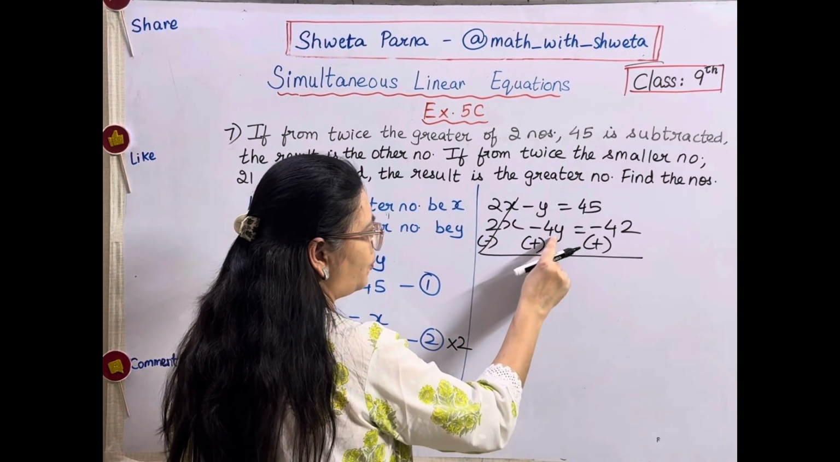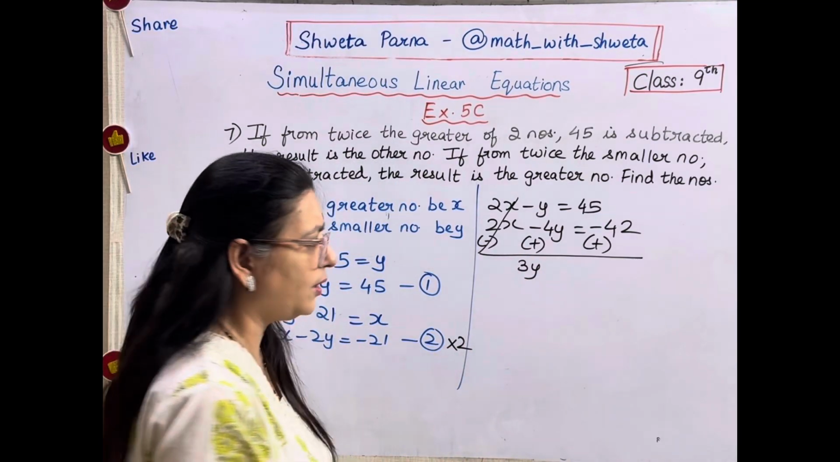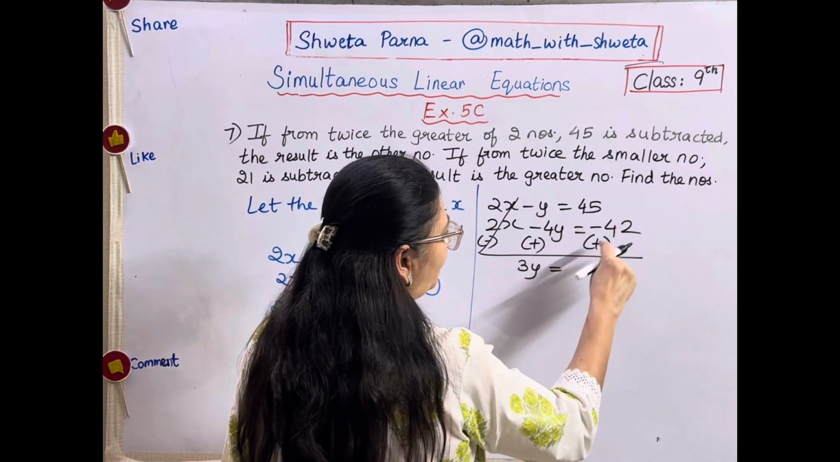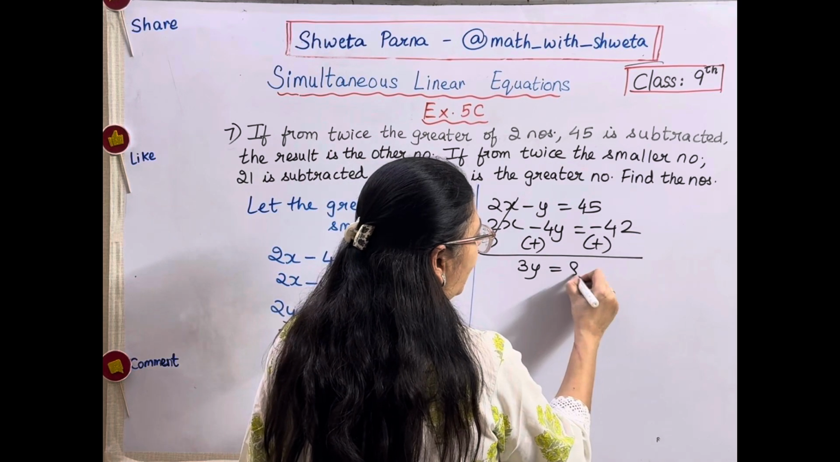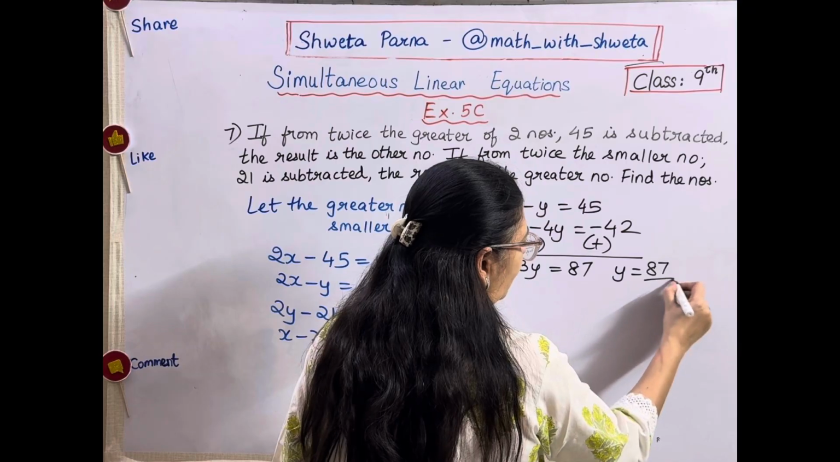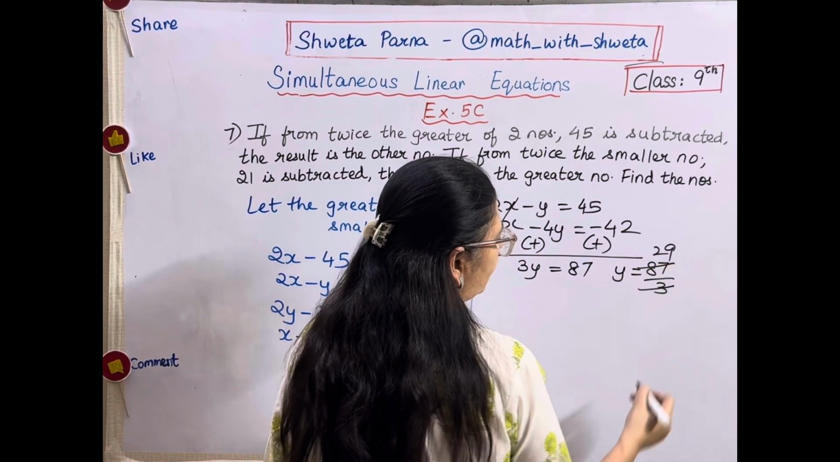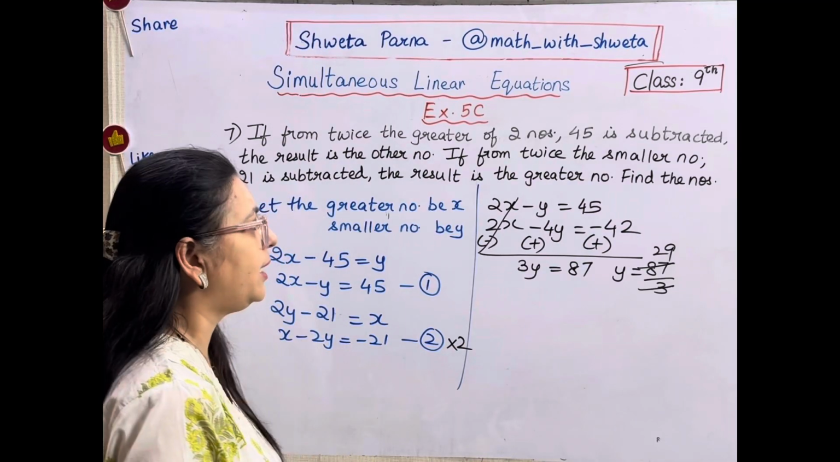So, 2x minus 2x gets cancelled. Minus y plus 4y is 3y. Minus 1 plus 4 is what? 3. Is equal to 45 plus 42. It is 87. So, y is equal to 87 divided by 3. 3 2s are 6, 2. 3 9s are 27. So, value of y is 29.